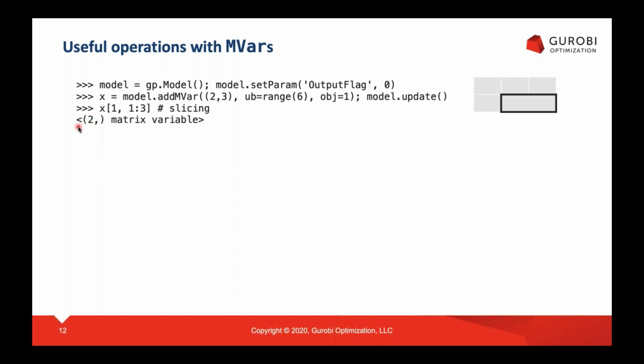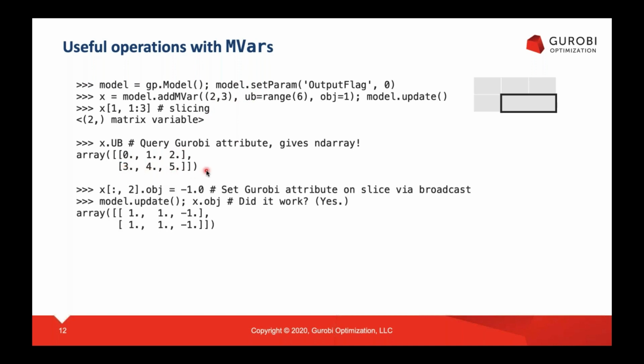and length 2. Next thing, you can query all Gurobi attributes, so all variable attributes, on MVars directly. And what you get back are appropriately shaped ndarrays that hold the data for all of the matrix variable. So here we said the upper bound ranges from 0 to 5, and that's what we see exactly here, in C order. You not only can query attributes, but you can also set them. And to be a bit more fancy, you can set them directly on the slices, as you would expect from NumPy-like syntax. So here we modify the objective coefficient of the variables in the third column.